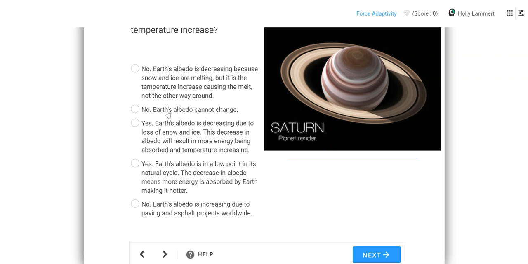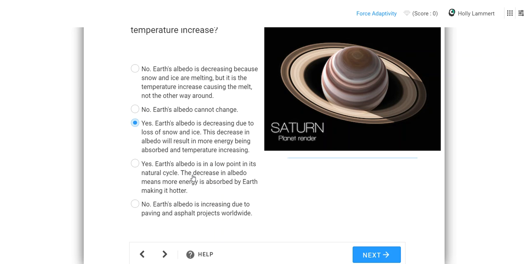So let's read through our options. Here we have: "No, Earth's albedo is decreasing because snow and ice are melting, but it is the temperature increase causing the melting, not the other way around." Okay, or is it "No, the Earth's albedo can't change?" "Yes, Earth's albedo is decreasing due to loss of snow and ice. This decrease in albedo will result in more energy being absorbed and temperature increasing." That sounds the best to me.